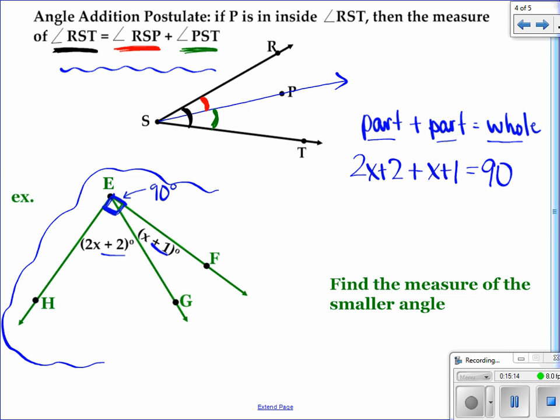We need to combine like terms over here, which would be subtract 3 and divide by 3. What do we get? 29.